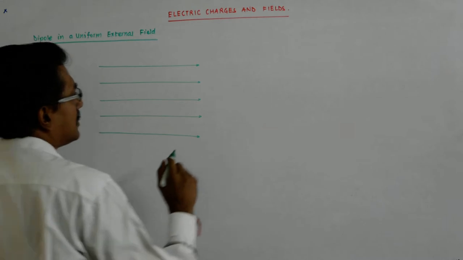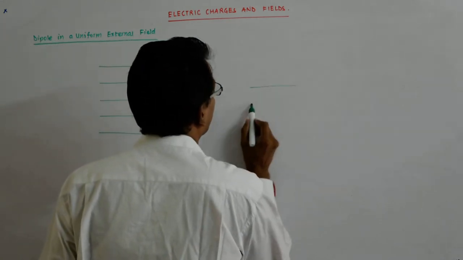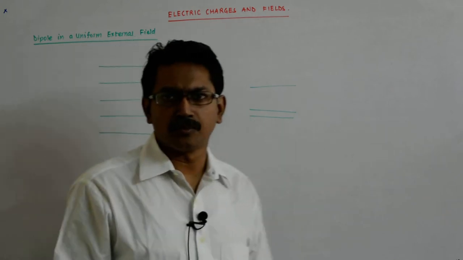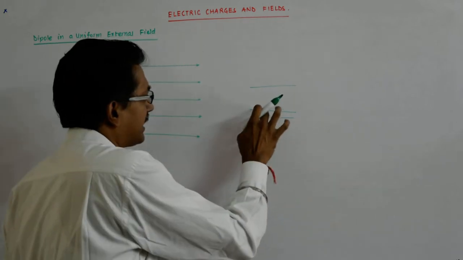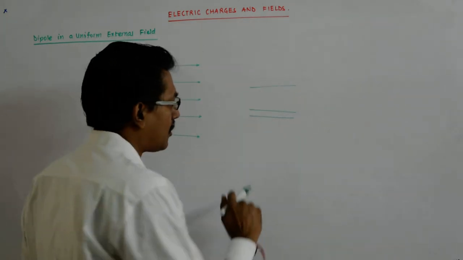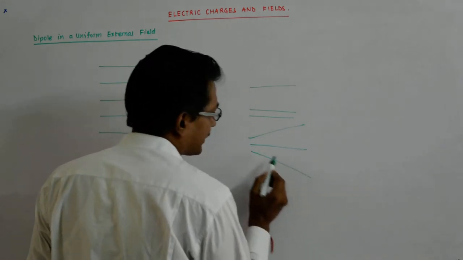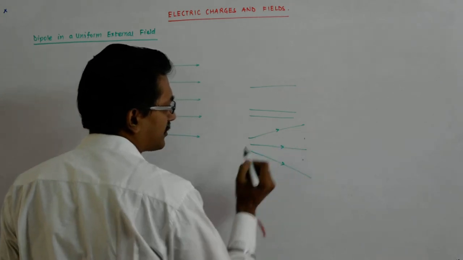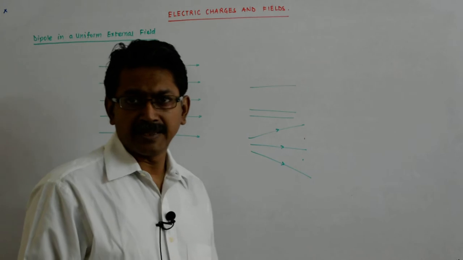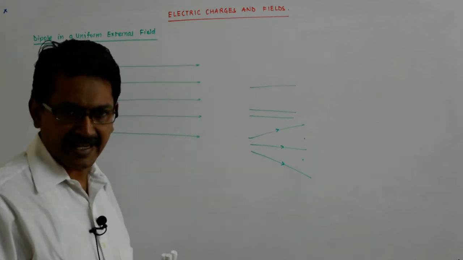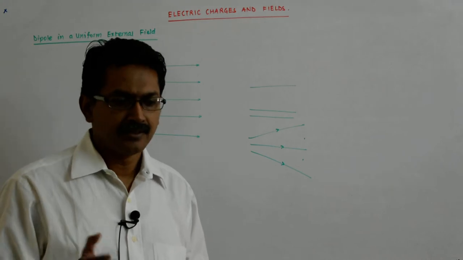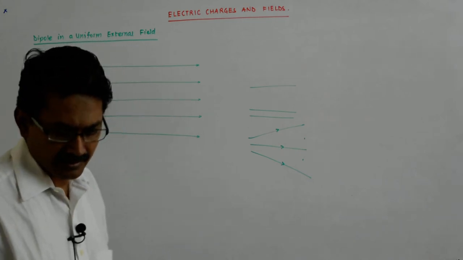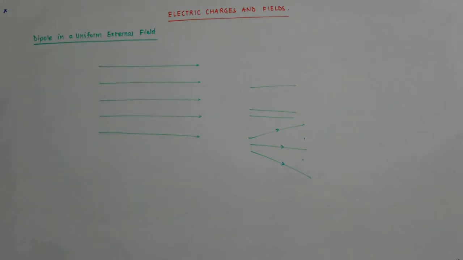Why that? Because if the lines were not equispaced, then since the spacing tells you about the magnitude of the field, it means that the field here is stronger than the field here. Or if it was diverging like this, then you can automatically see that the field at these points would be lesser than the field at these points. Hence, any uniform electric field is drawn as a set of equispaced parallel lines, right?